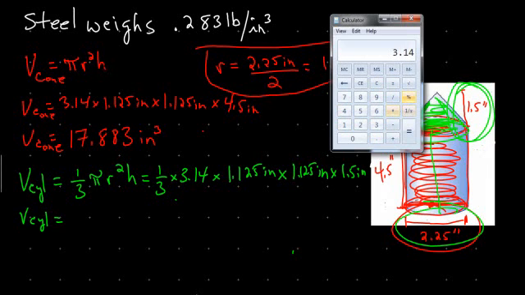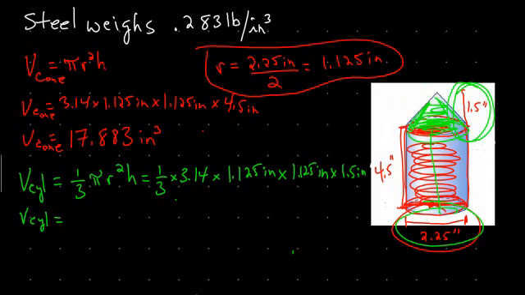3.14 times 1.125 times 1.125 times 1.5, 5.961. So 1/3 times 5.961, and we've got cubic inches.